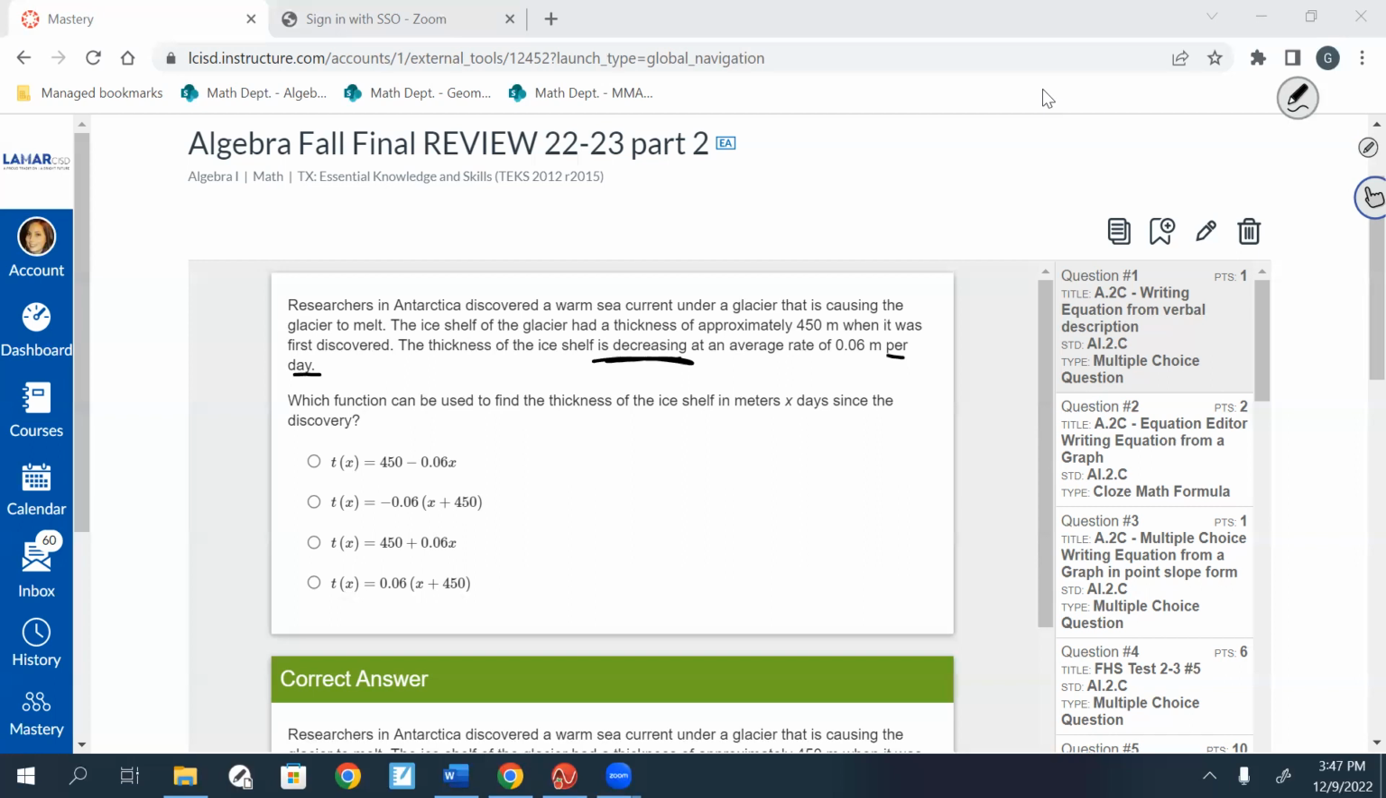So let's look at our answer choices here. And it looks like it should be the first one. So we're starting at 450, and then we are subtracting 0.06 times x, so for however many days, and that would tell us the current amount of ice that is left.